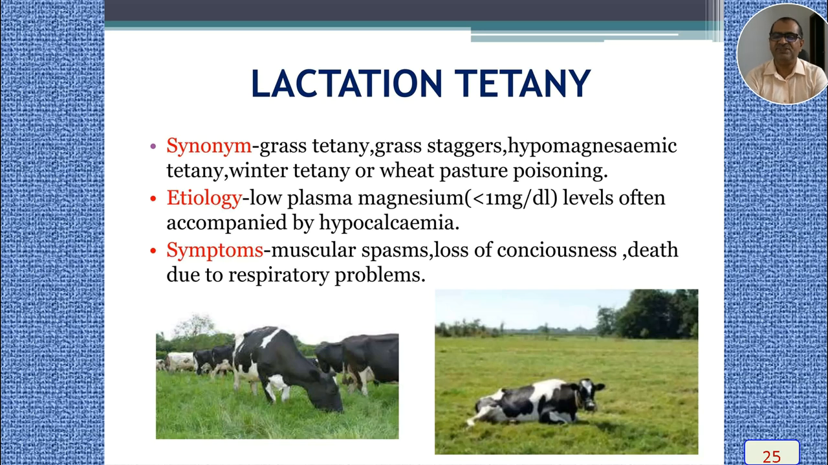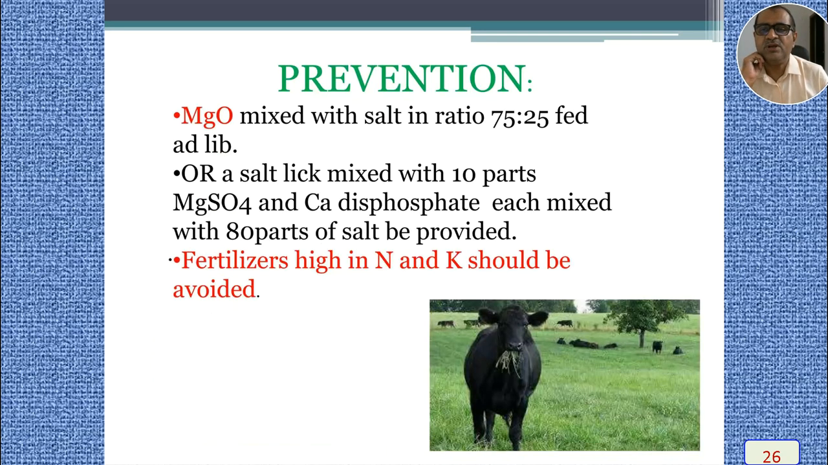The etiology of this is low plasma magnesium levels, often accompanied by hypoproteinemia and hypocalcemia. Symptoms: muscular spasms, loss of consciousness, and ultimately death may happen suddenly if it is not treated in proper time. Prevention: magnesium oxide should be mixed with salt in a ratio of 75 to 25%, fed ad libitum. Then salt licks mixed with 10 parts of magnesium sulfate and calcium diphosphate mixed with 80 parts of salt should be provided.